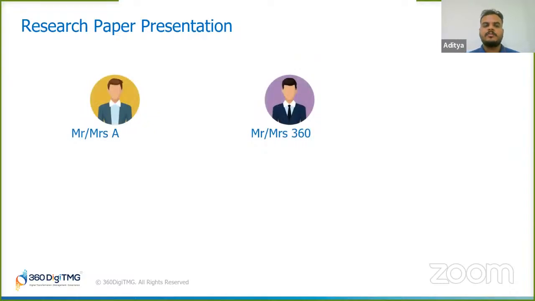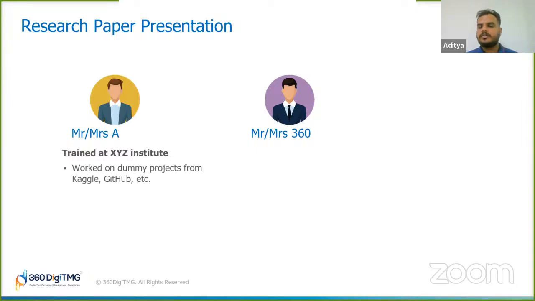So we have two people: Mr. and Mrs. A, and Mr. and Mrs. 360. These people are both working on upskilling themselves. Mr. A is trained at XYCU Institute, and he has worked on dummy projects from Kaggle, GitHub, etc. You'll find thousands and thousands of dummy projects.